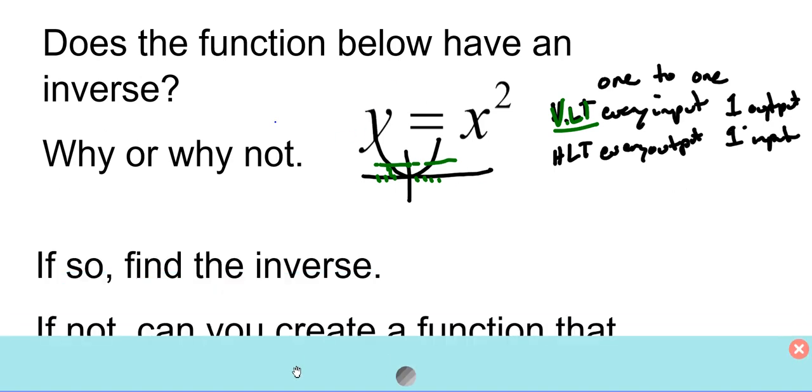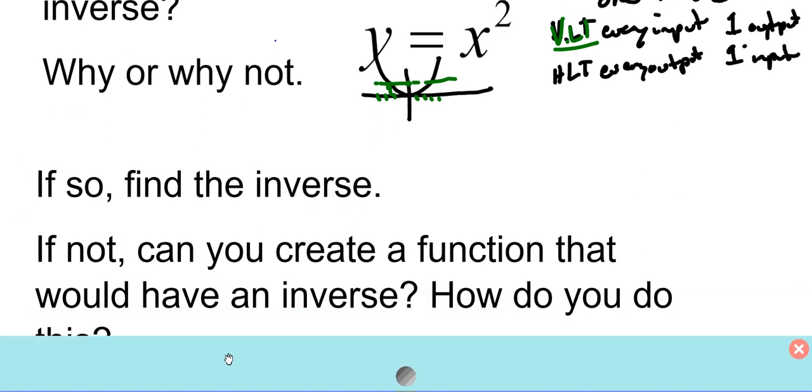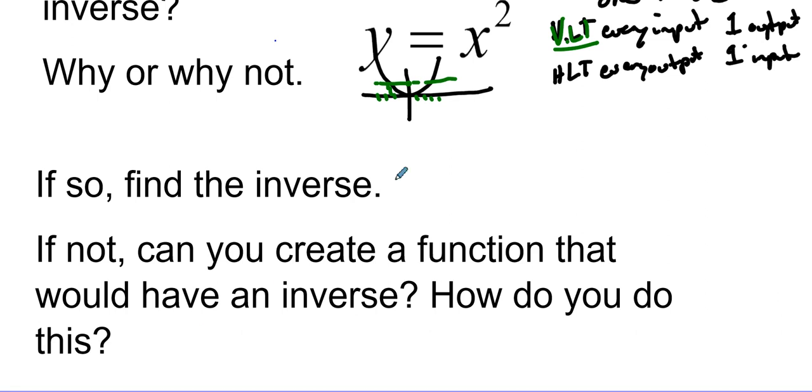However, can we create a function from this that would have an inverse? Now, how will we go about doing that? Well, we know this doesn't have an inverse, but can we create one that would? In order to do that, we need to isolate the domain. What happens if we use only half of this?